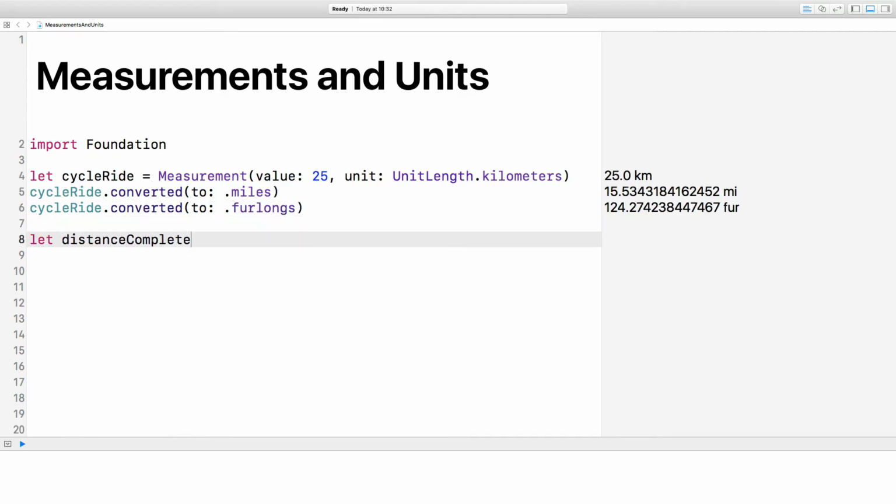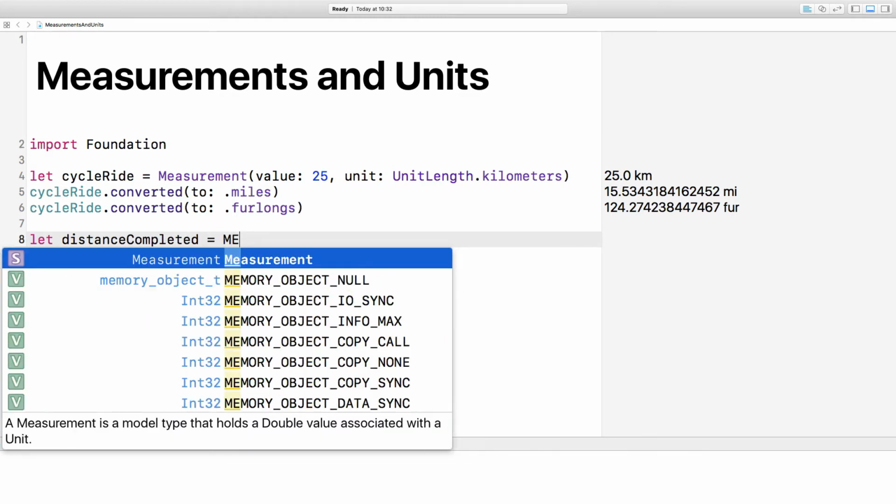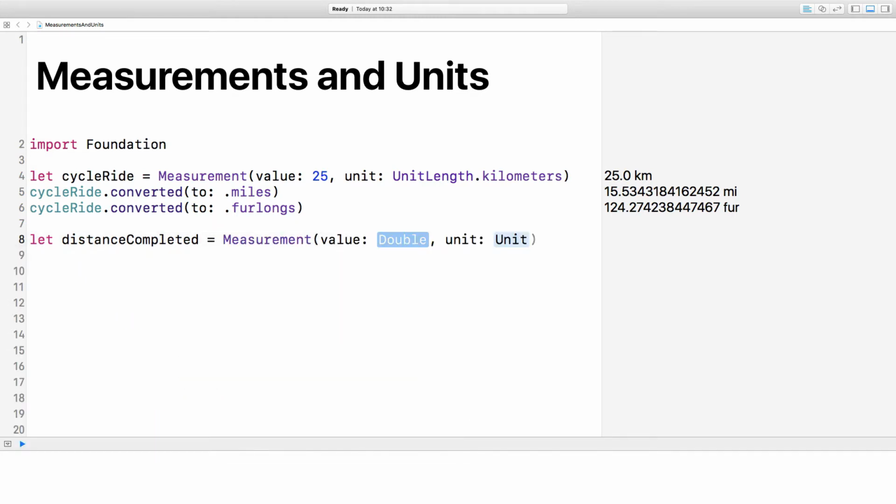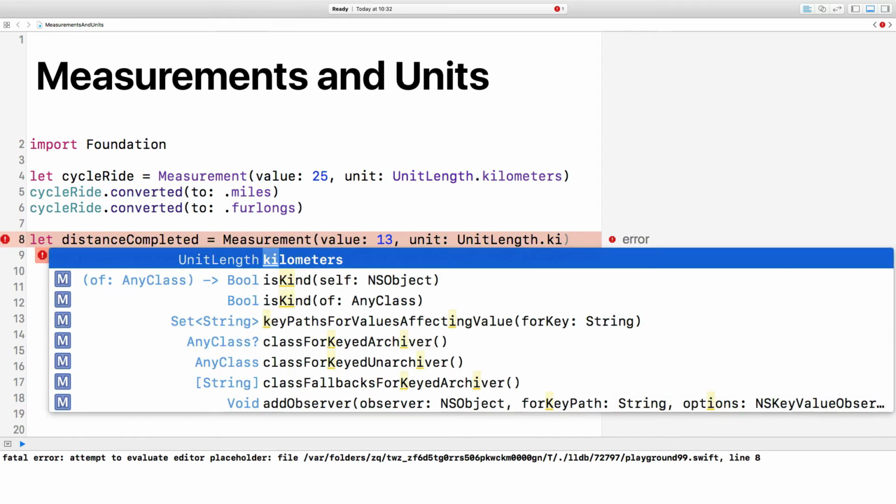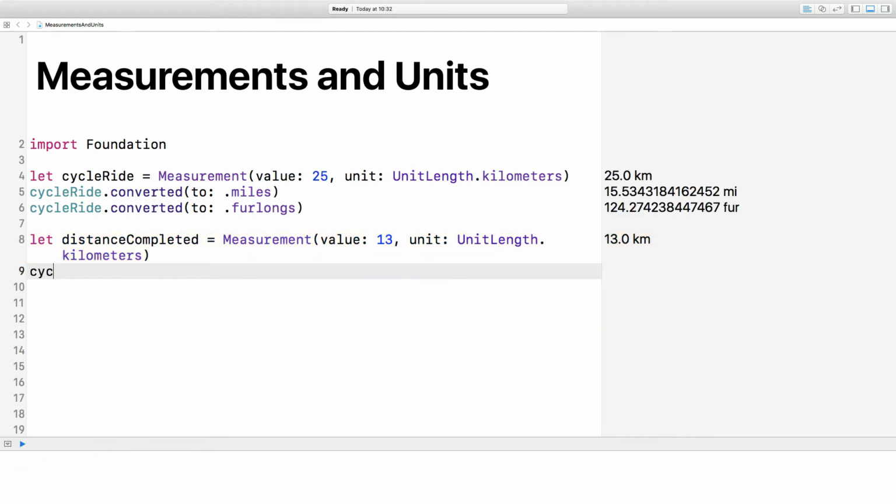Imagine I know how far along the cycle ride I've already completed. So I'm going to create a distance completed variable and once again represent a value of 13 kilometers with a value of 13 and a unit length of kilometers. I can now perform simple arithmetic by subtracting the distance completed from the total cycle ride length to reveal that there are 12 kilometers remaining.